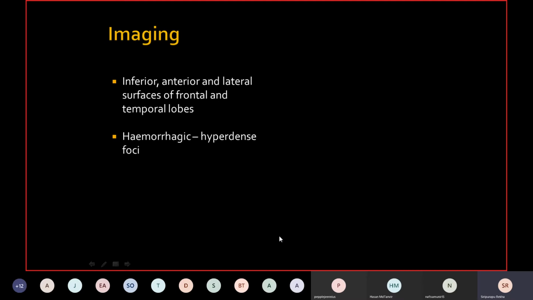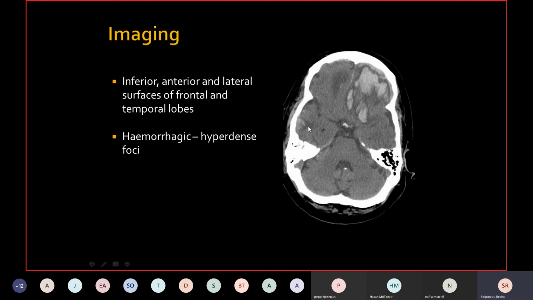If they are hemorrhagic, we see them as hyperdense, such as here. Now, this is a patient who's got contusions within the right temporal lobe, and we're also seeing quite extensive hemorrhagic contusional change in the left frontal lobe. There is also a small left frontal and also a tiny right frontal subdural hematoma here.